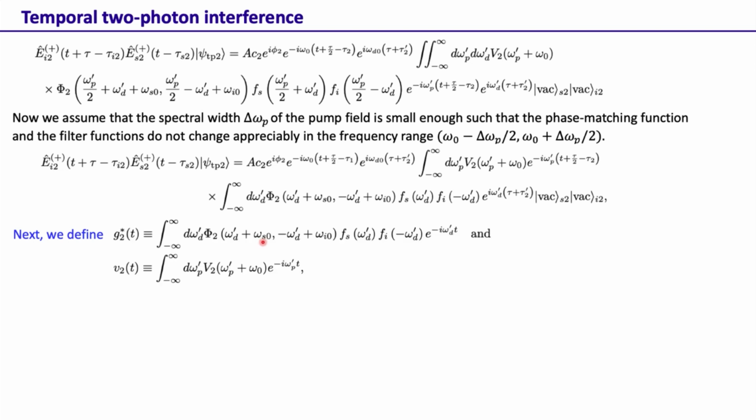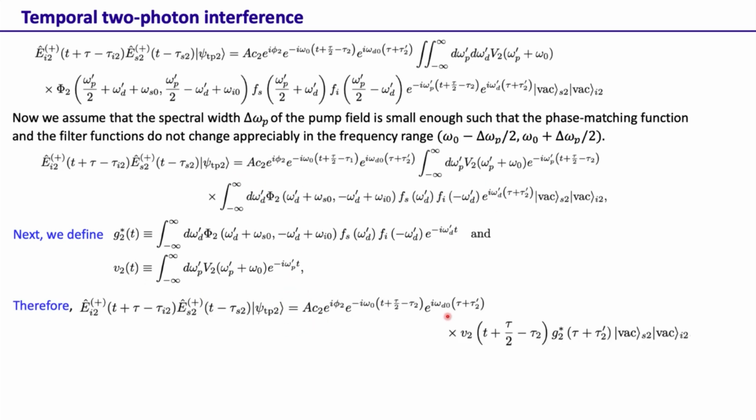Now let's define two quantities. First is this G2 star t, which is pretty much this one. So this we define as just this quantity with the time argument t. This is a function of t. Similarly, this quantity we define as V2 t, and therefore we can write this one as V2 of t plus tau by 2 minus tau by 2, because the definition here is for t, but we have t plus tau by 2 minus tau by 2. So that's that quantity. Similarly, this definition is for I omega d prime t, and inside we have here t plus tau prime by 2, and that's why it's like this.